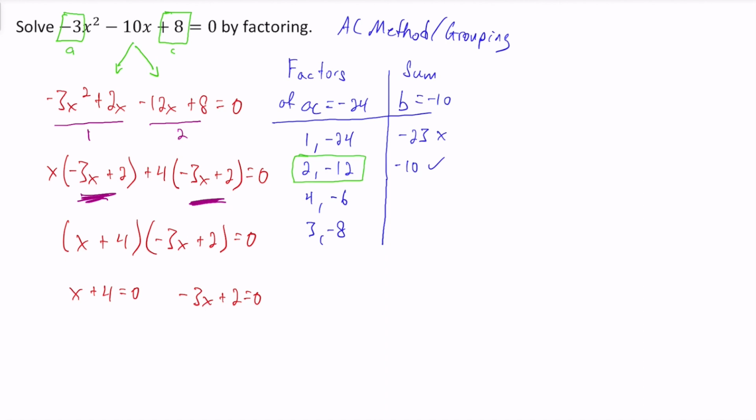For the first equation, if we subtract 4 from both sides, we're left with x equals negative 4. For the second equation, if we subtract 2 from both sides, we're left with negative 3x equals negative 2, and then divide by negative 3 on both sides, we get x equals negative 2 over negative 3, or just positive 2 over positive 3. And these are the solutions to our quadratic equation.